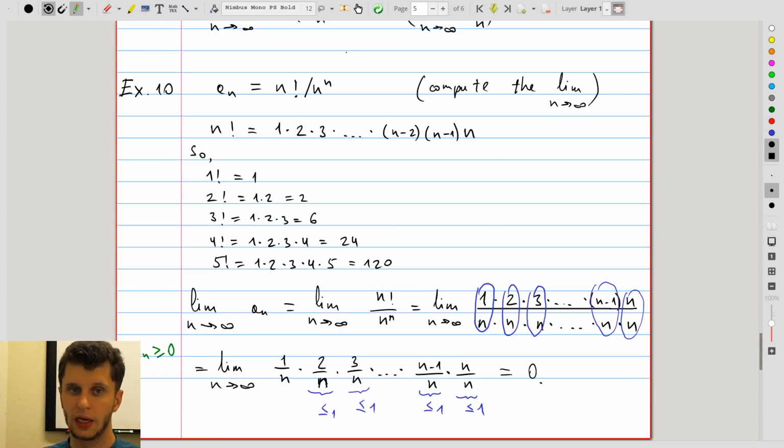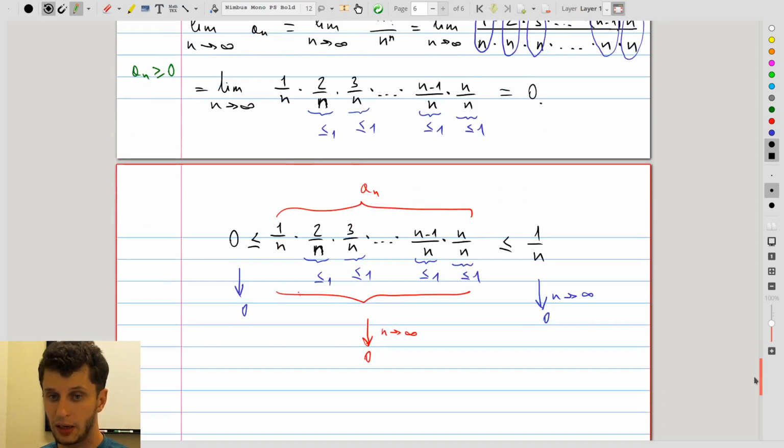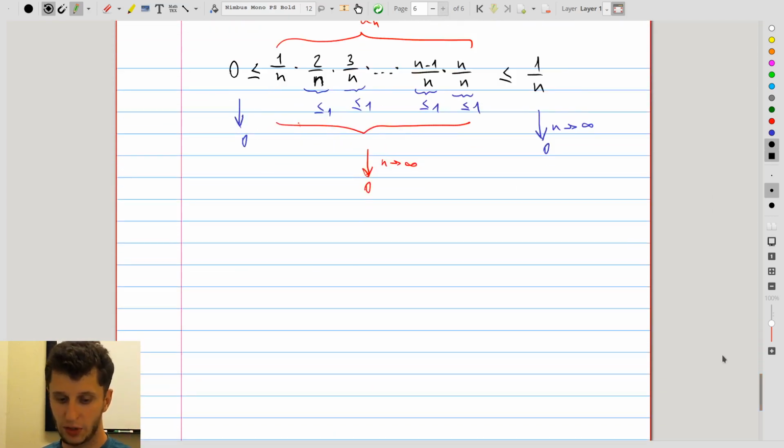And so even though n factorial goes to infinity really fast, n raised to the nth power grows even faster, so that the ratio actually goes to 0. In the next example, we will talk about convergence of r raised to the n for different r's.